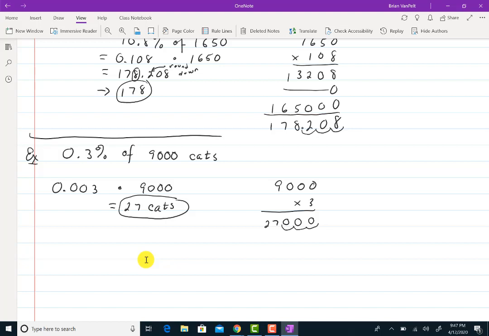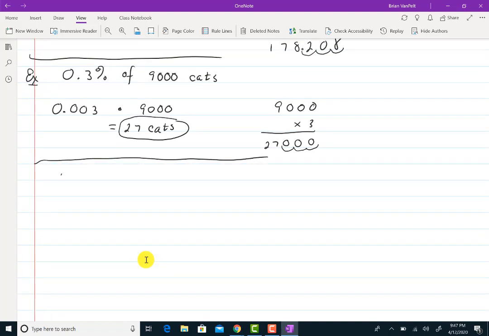Now we're ready for some equations. With equations, keep this in mind. The word is is the same as equals. So for each of these problems, I encourage you to rewrite the statement on a piece of paper. Watch what I mean. 12 is 40% of what number?